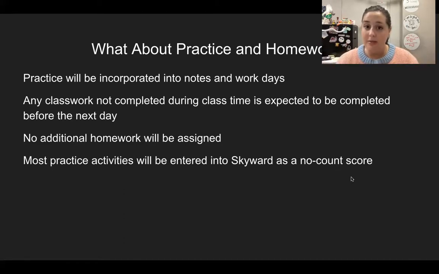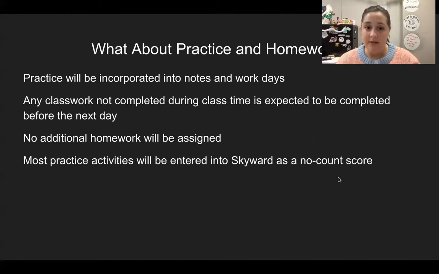Anytime we do have classwork, if it's not completed during the class time, then the students are expected to complete that before the next day. So I'm not going to assign additional homework, but sometimes that classwork may turn into homework depending on how much time we had in class that day.